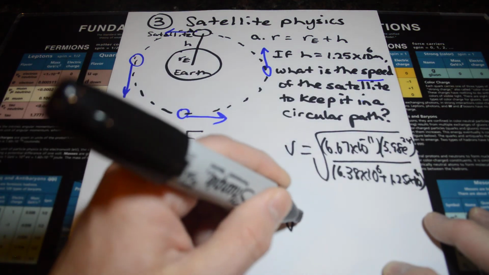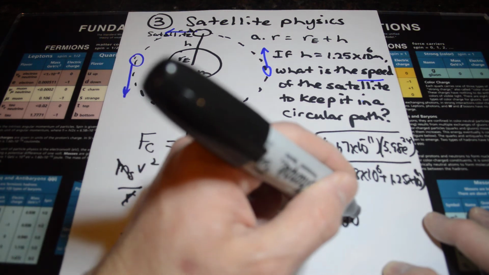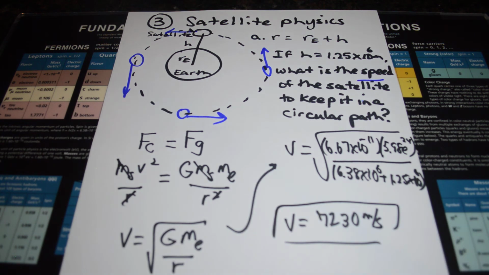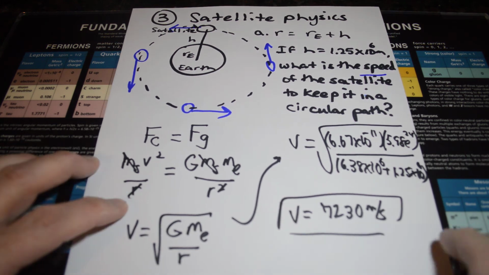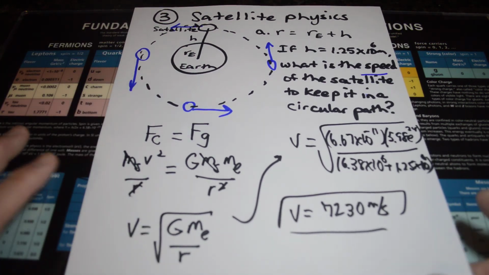If you do that, see if you get the number that I got. I got 7,230 meters per second as the velocity of the satellite in that orbit at that distance. Something that I know showed up on one of the AP tests in the last couple of years in AP Physics 1, where you actually had to show that derivation to get it right. So that's the first step of this problem.